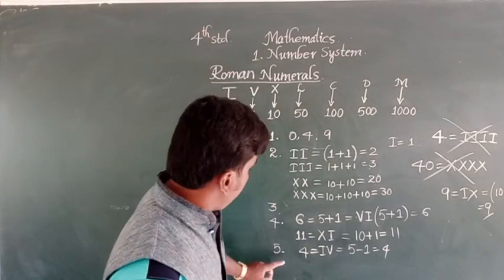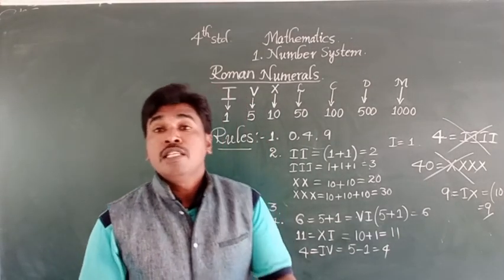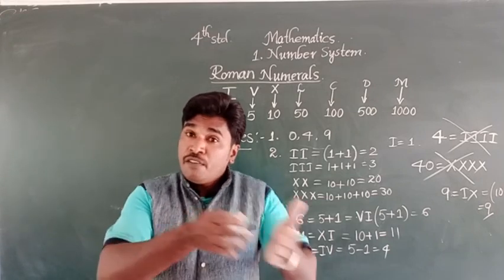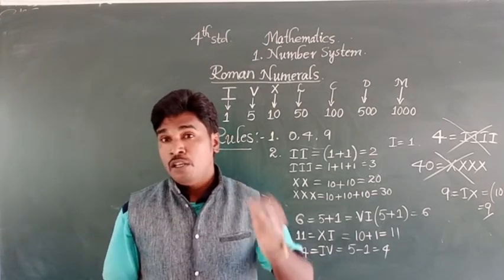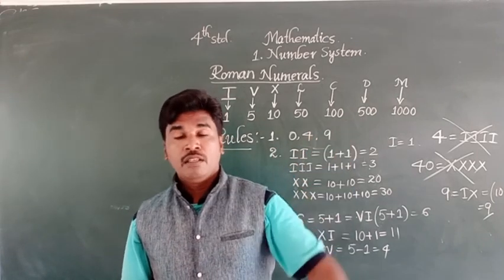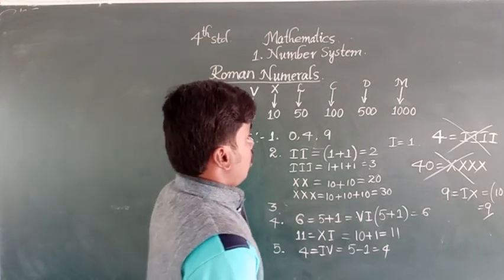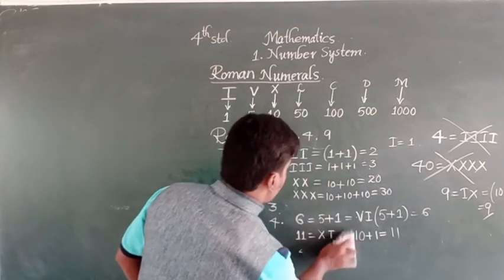Dear children, did you understand what the fifth rule is? The fifth rule says that when the smaller number is on the left side of the greater number, you should always subtract and tell the number name. Yes. Now I should proceed to the next rule. It is the sixth rule.